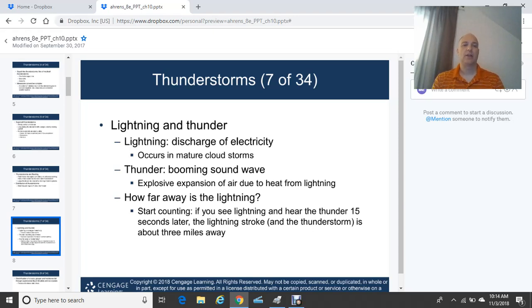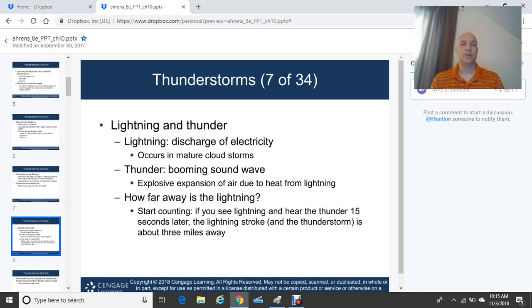Okay, so how far away is a lightning strike? You can actually start counting. Once you see lightning and then you hear the thunder, 15 seconds later, the lightning stroke in the thunderstorm is about 3 miles away. So in order to calculate the distance of the lightning strike, you would observe the lightning, count the number of seconds between the lightning and the thunder, and realize this: 1 mile distance is equal to 5 seconds between the lightning and the thunder. If, for example, it took 10 seconds between the time I saw the flash of lightning and heard the thunder, that would be a distance of 2 miles.